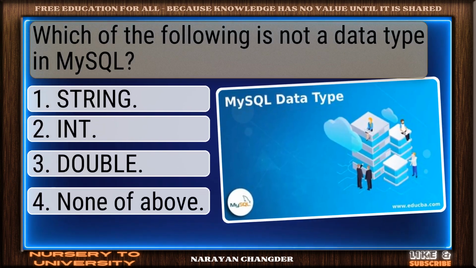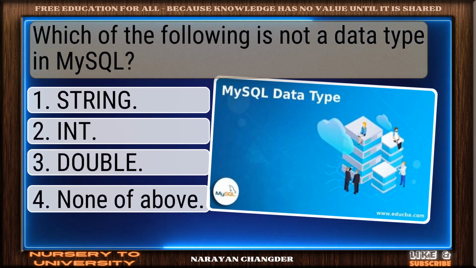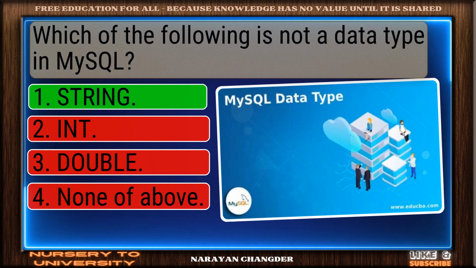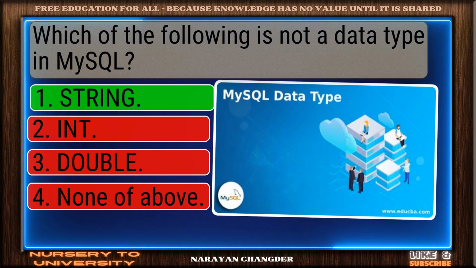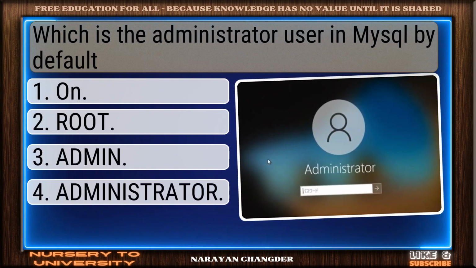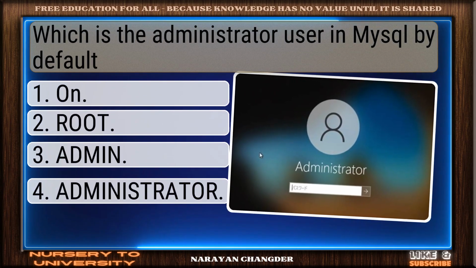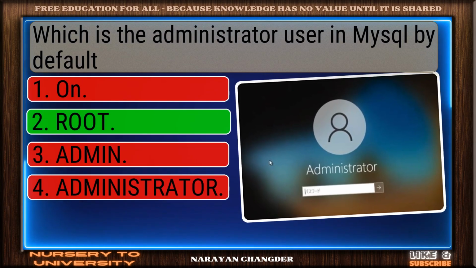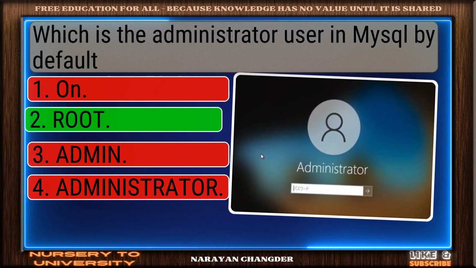Question number 26. Which of the following is not a data type in MySQL? Exactly. String makes sense and it is the right choice. Question number 27. Which is the administrator user in MySQL by default? Correct. Root is the right answer.